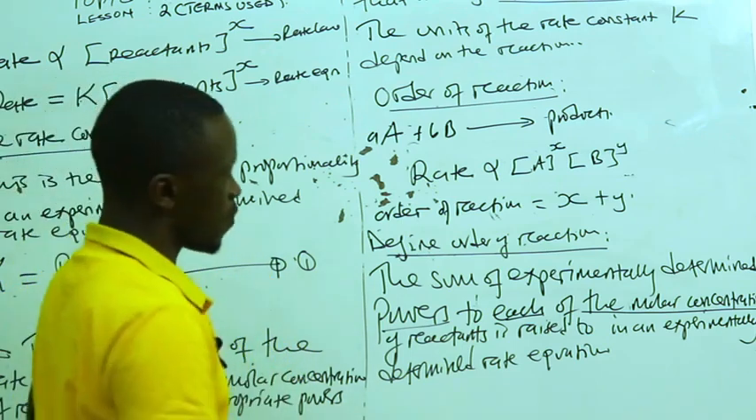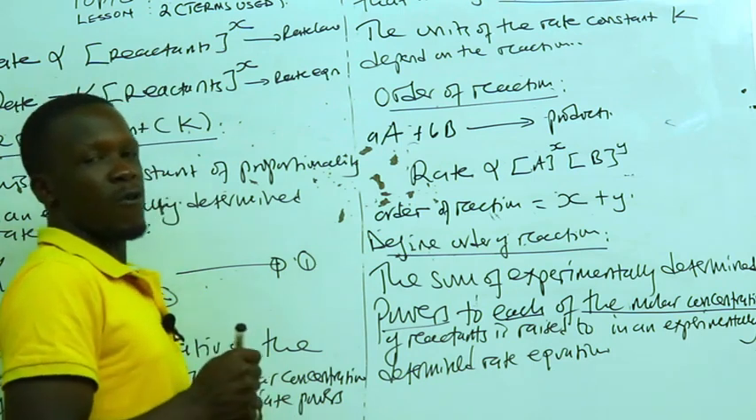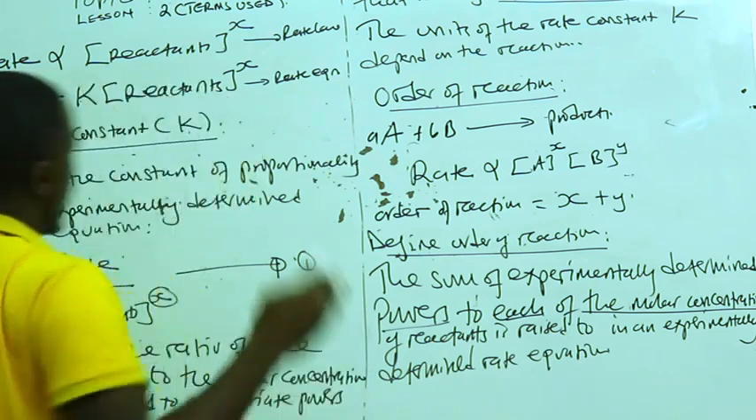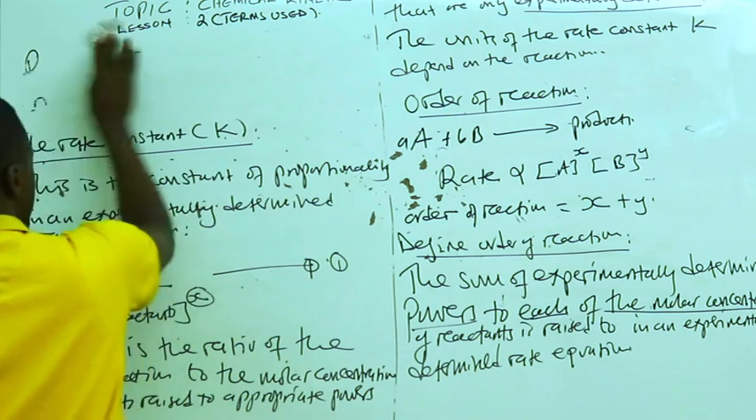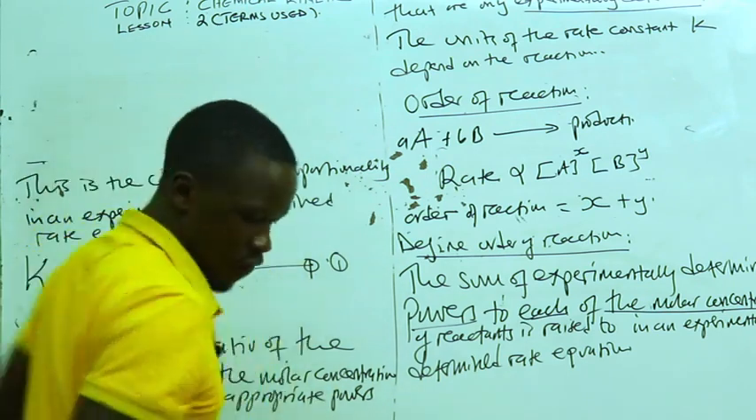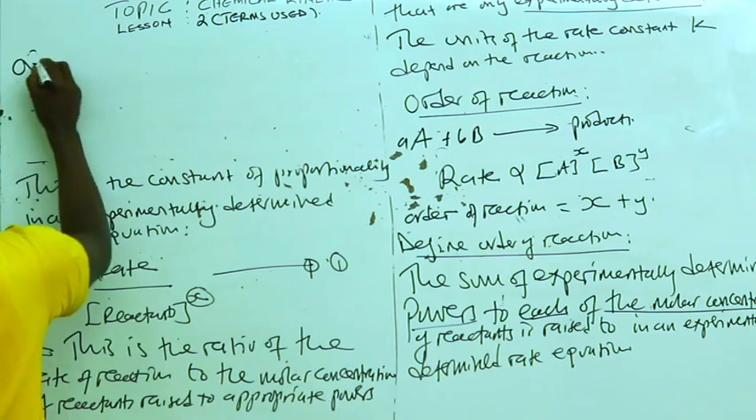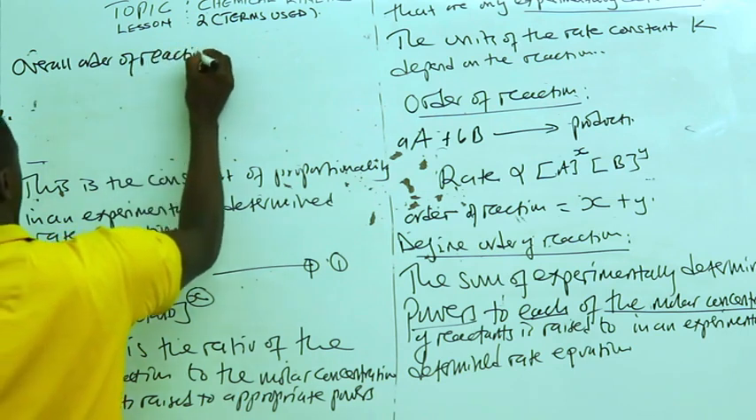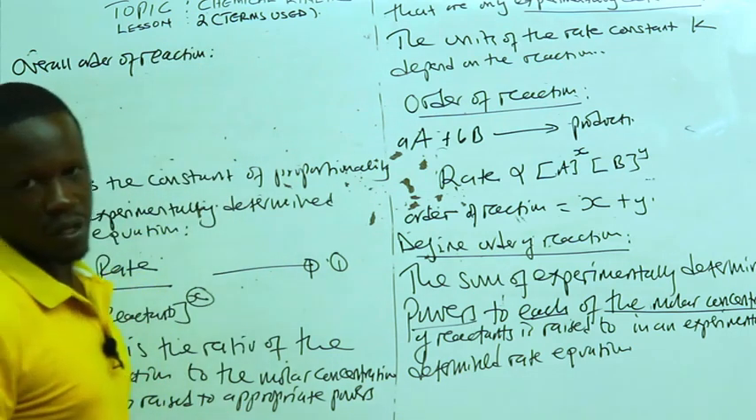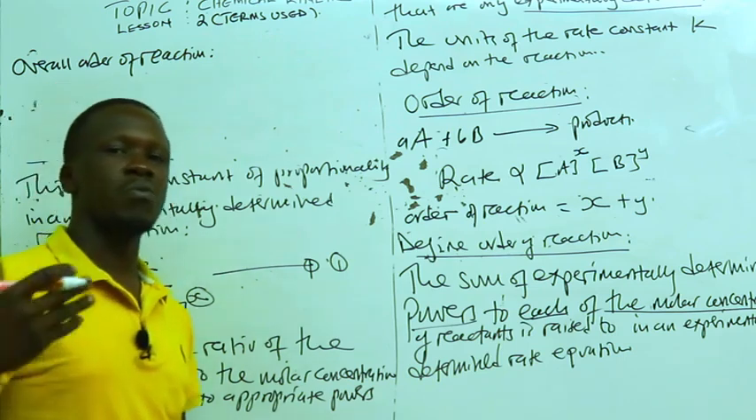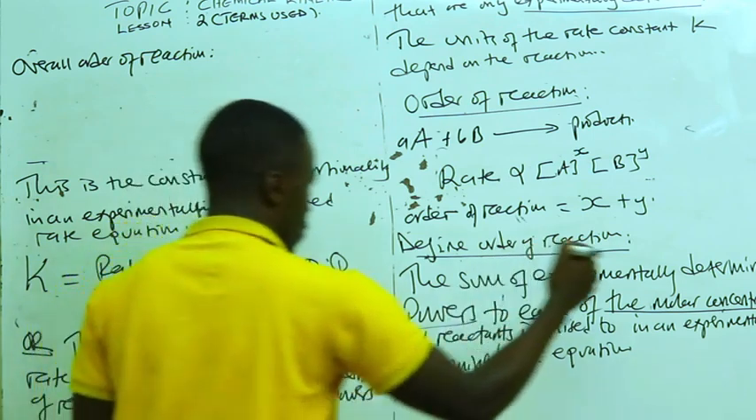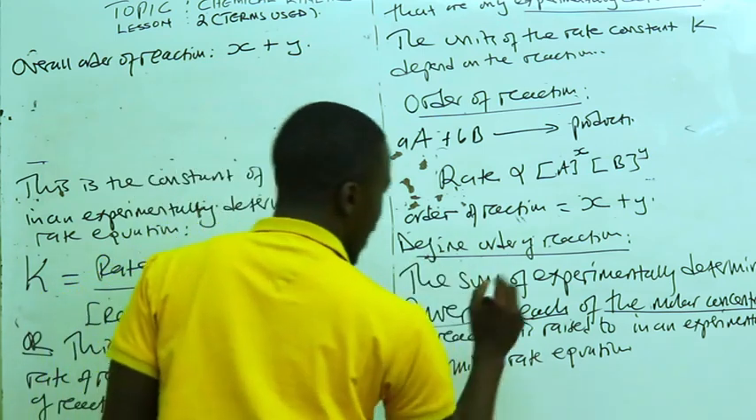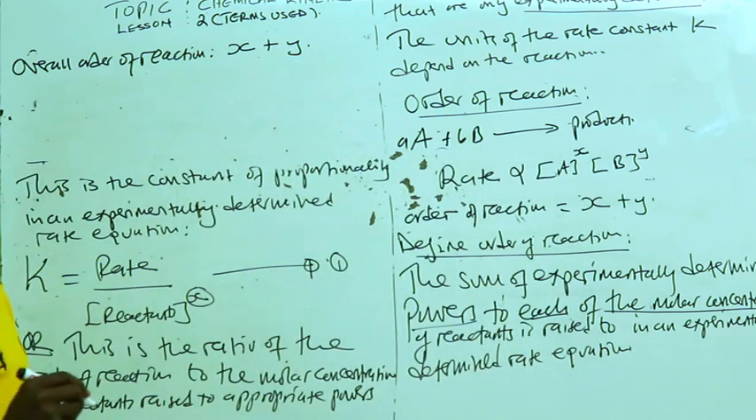Sometimes this type of order of reaction is called overall order of reaction. So we have the concept now of overall order of reaction. We talk about overall order of reaction in cases where the reaction has more than one reactant. So in this case, overall order would be x plus y, the sum of experimentally determined powers.